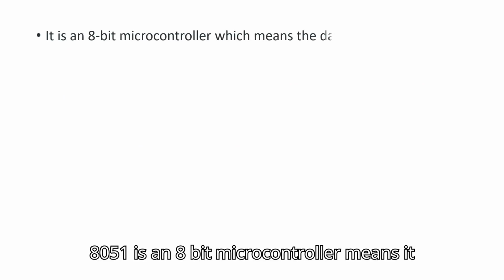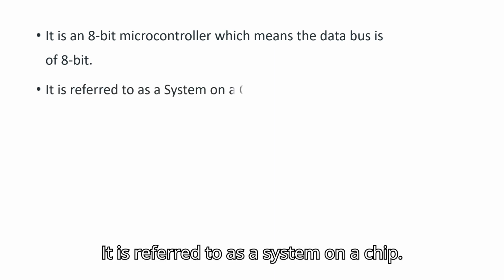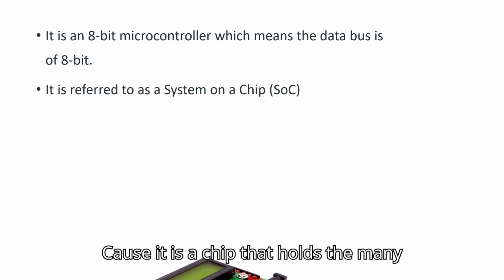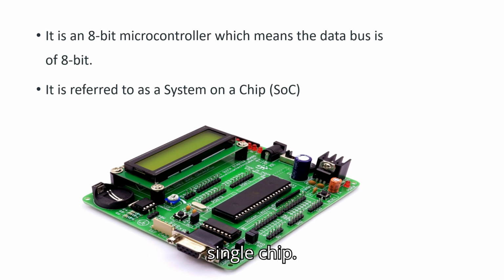8051 is an 8-bit microcontroller, meaning it has a data bus of 8 bits. It is referred to as a system on a chip because it holds many components of a computer together on a single chip.